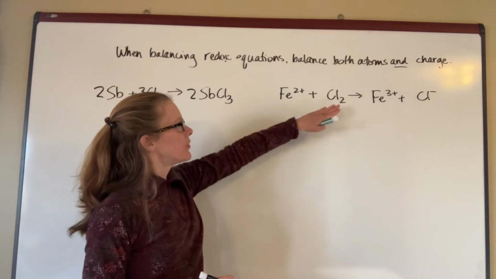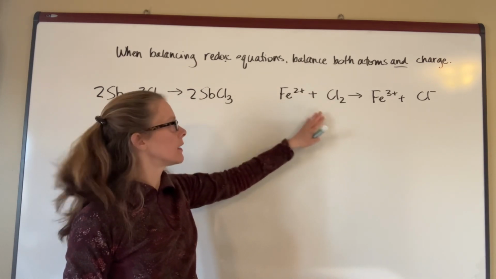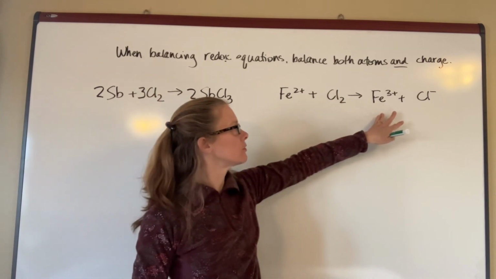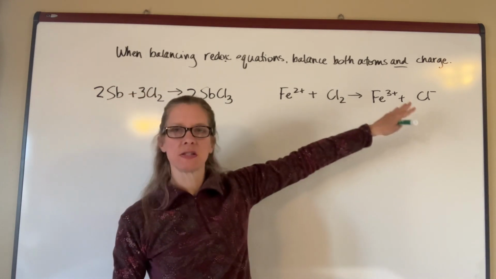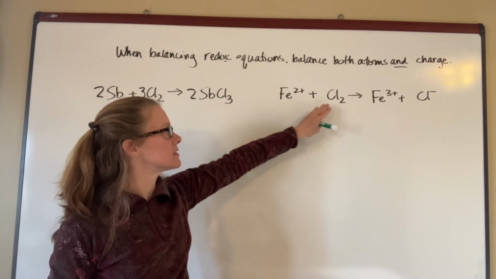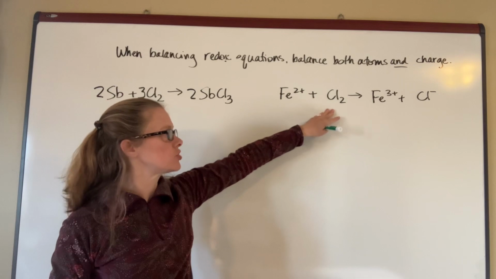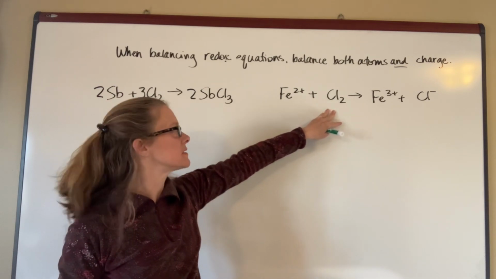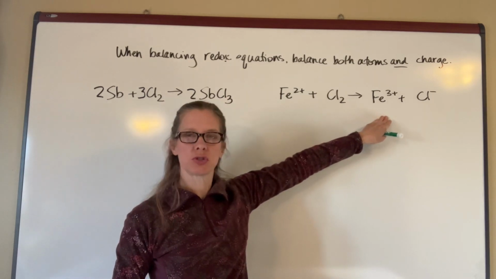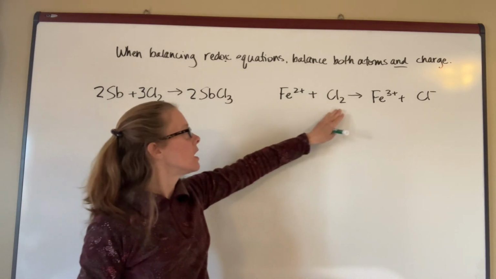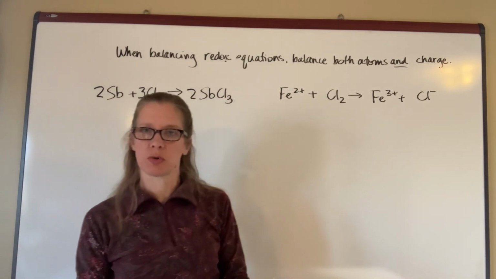Now, on this side, I have an iron 2 ion plus chlorine yields iron 3 plus and chlorine minus. So you can see the oxidation states written on all of these. The oxidation state, except for this one, is a 0 because it's just a molecule or an atom by itself. So the iron is going from a +2 to +3, so it's oxidized. The chlorine is going from a 0 to -1, so it's reduced.